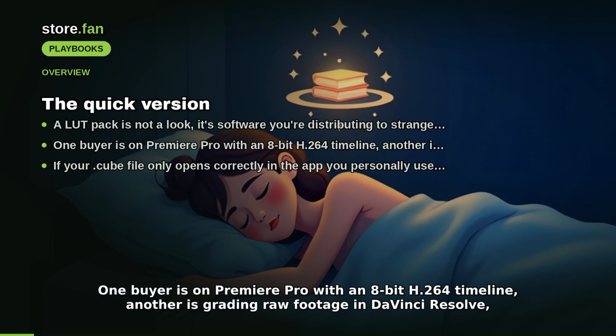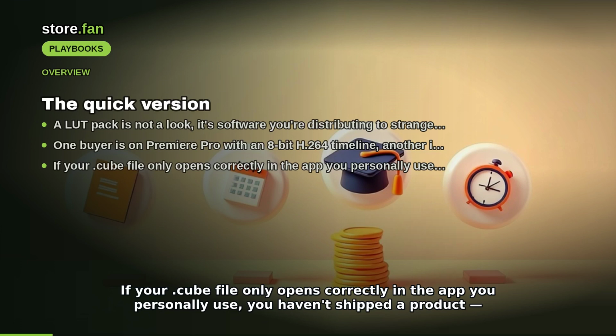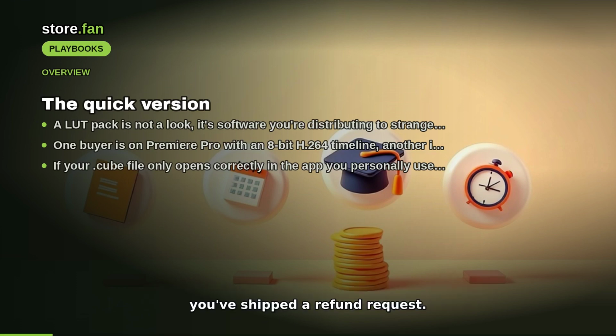One buyer is on Premiere Pro with an 8-bit H.264 timeline, another is grading raw footage in DaVinci Resolve, and a third just wants to drag a file into Final Cut Pro and see the same cinematic teal and orange you posted on Instagram. If your cube file only opens correctly in the app you personally use, you haven't shipped a product. You've shipped a refund request.